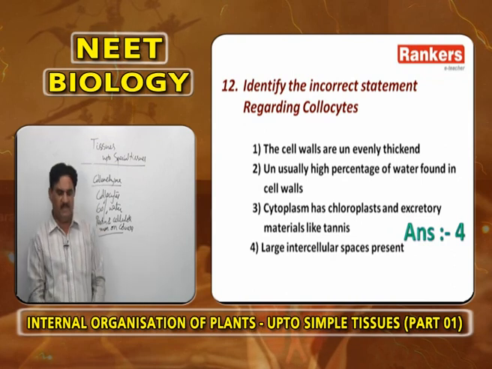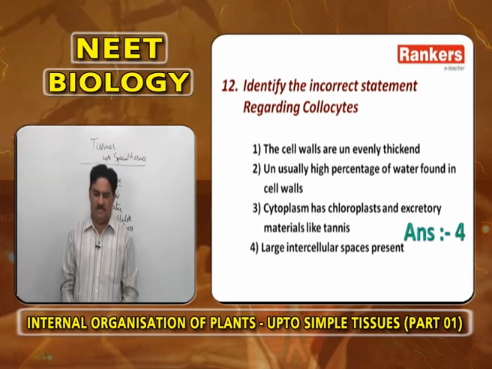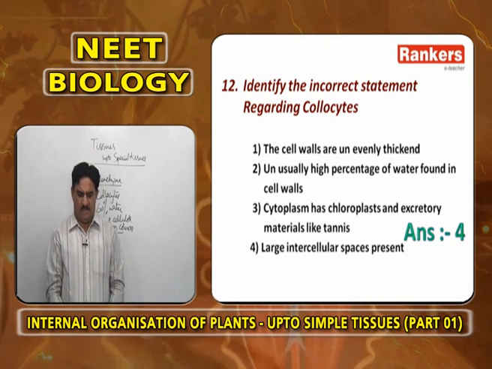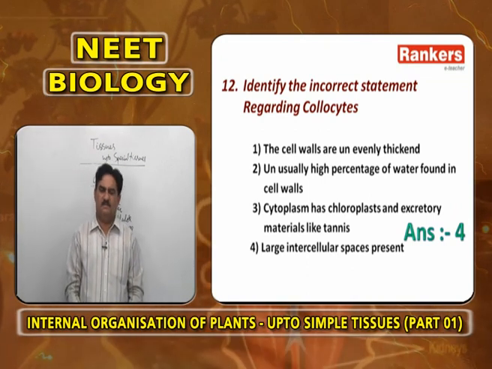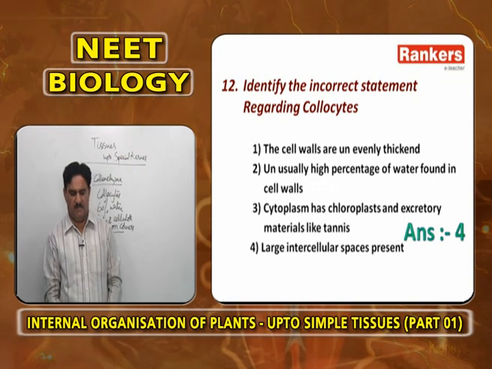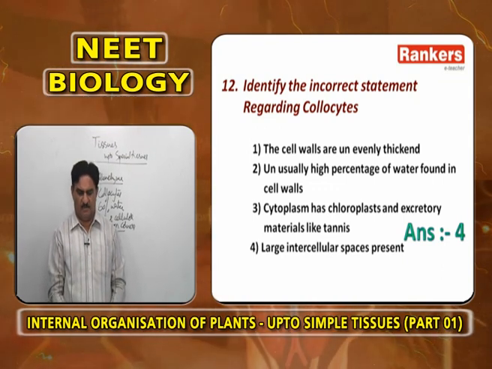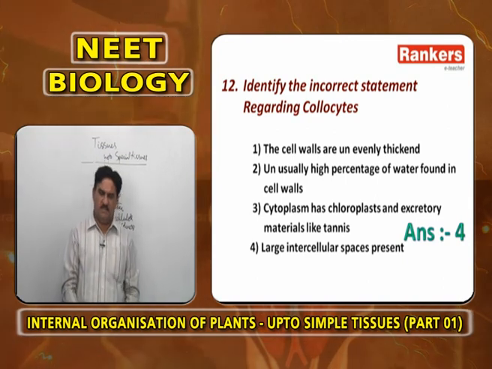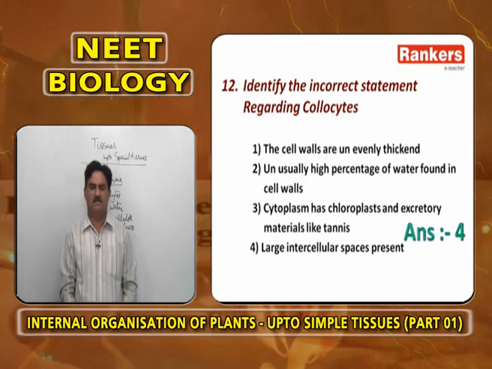Here we have to identify the incorrect statement. The cell walls are unevenly thickened is correct. A high percentage of water is found in the cell wall is correct, 60% of water is present. Cytoplasm has chloroplasts and excretory material like tannins. It is also correct. Large intercellular spaces are present is wrong.